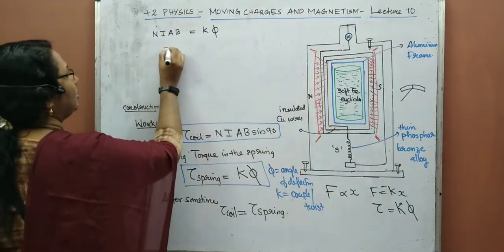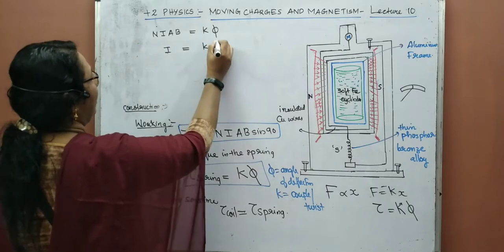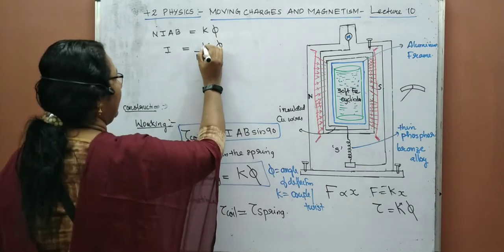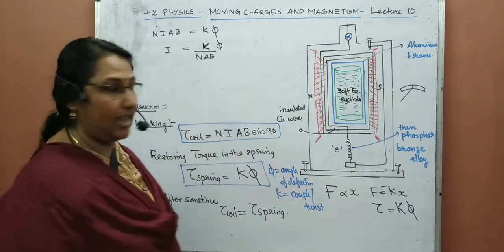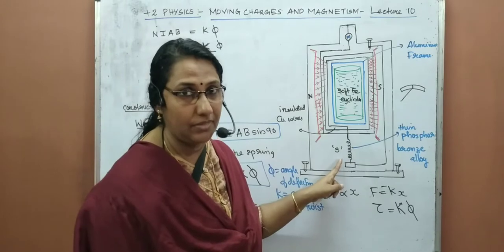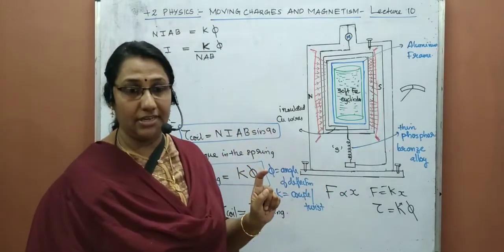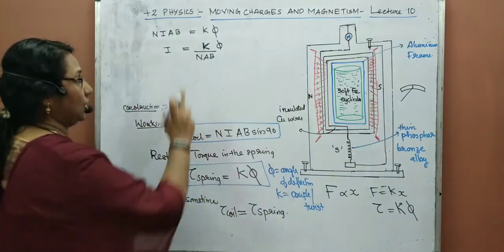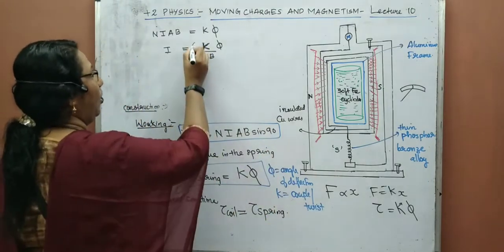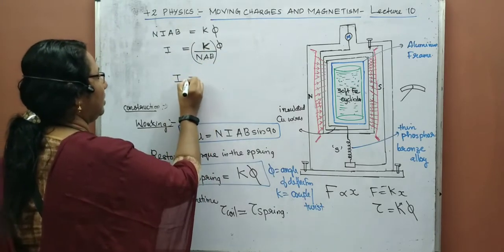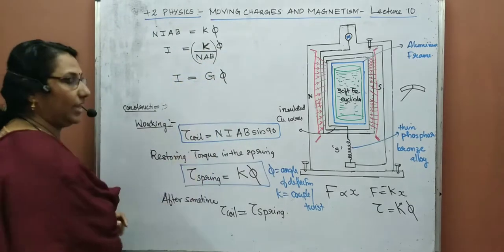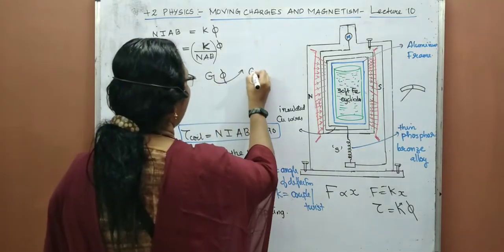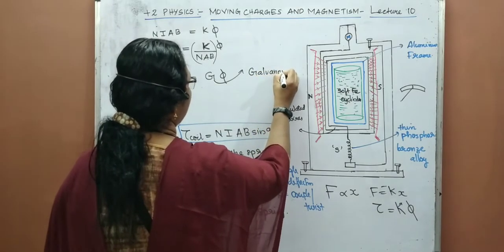Okay, or I will write I is equal to K phi by NAB. Now, what is K? K is the couple per unit twist of the spring. N is the number of turns. A is the area of the coil, not area of cross section. B is the magnetic field. All of these are constant. I is equal to a constant G into phi, where G is called the galvanometric constant.